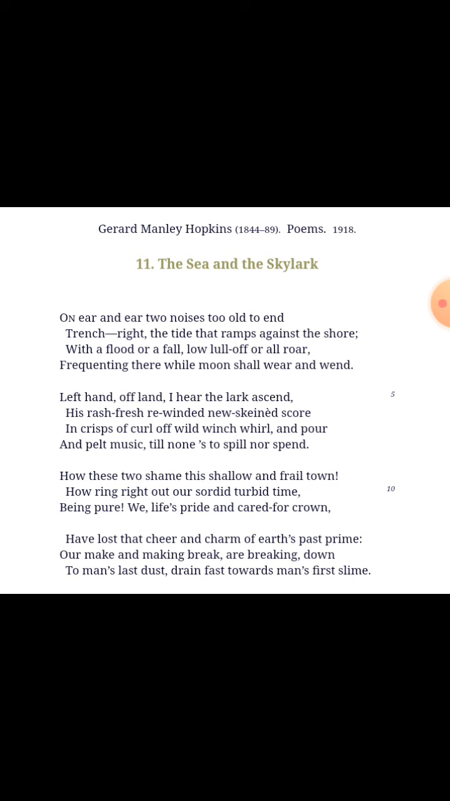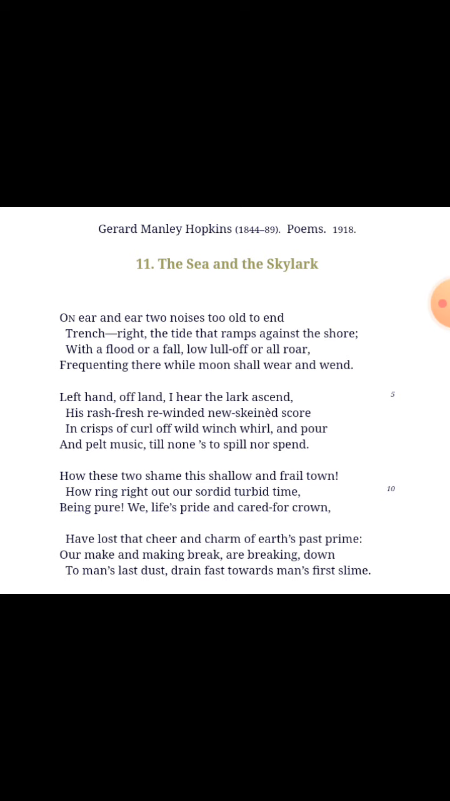We don't have time to see the beauty of nature. We have lost that cheer and charm of earth's past pride due to our doings, our exploitation. Earth has lost its cheer and its charm, which was owned by the earth in the past. Our make and making, our doing, our creations are fragile, they are decayable. So our making will break one day, our making is breaking down to man's last dust, and it is turning into dust. We create something out of dust and it turns into dust at last.